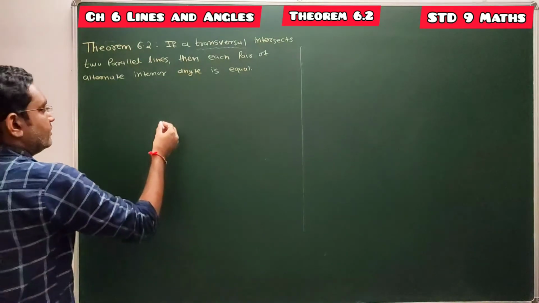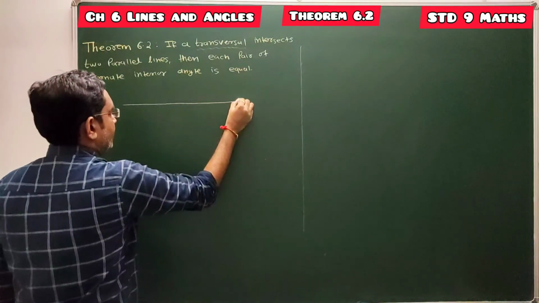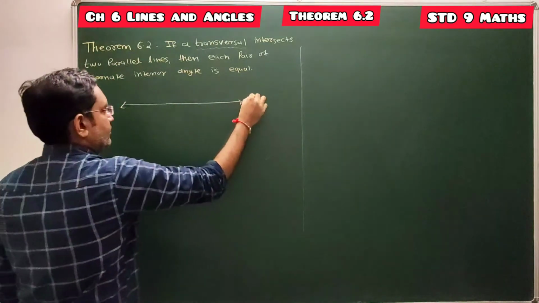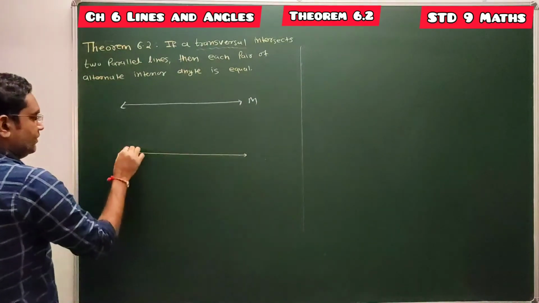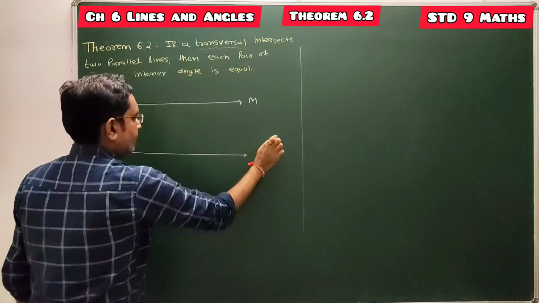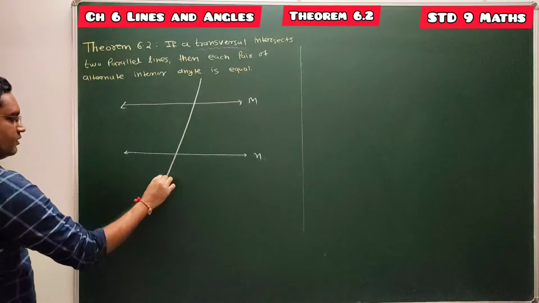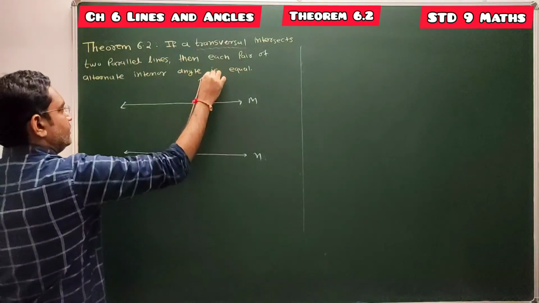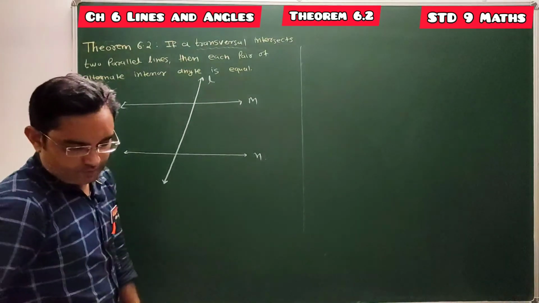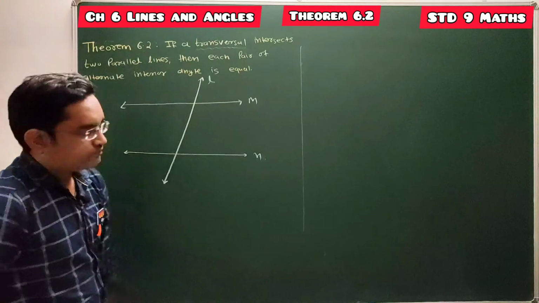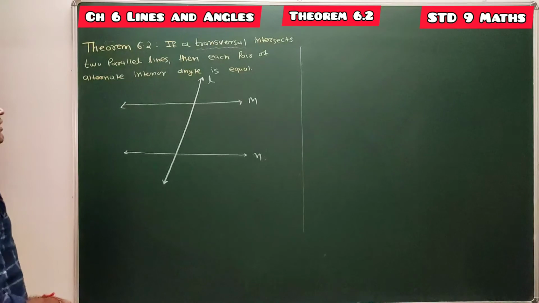So first we have to draw the diagram according to our given statement. A transversal and two parallel lines are given. So consider two parallel lines L and M, and N... two parallel lines, and the line L is the transversal. Clear, students? This is our transversal. So here the transversal intersects two parallel lines, then each pair of alternate interior angles is equal.